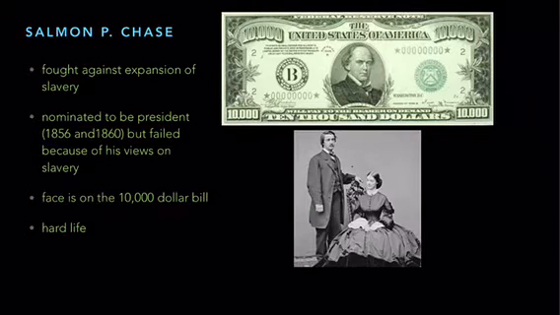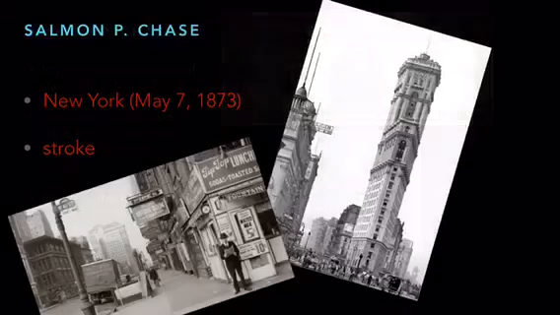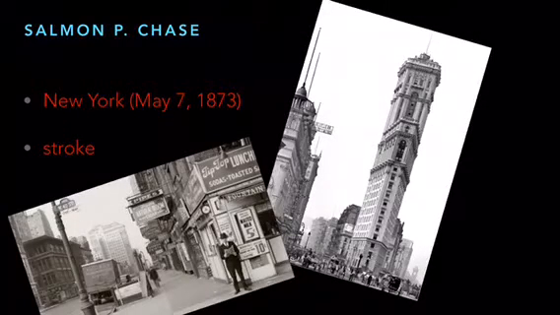His face is on the $10,000 bill, and he had a hard life, meaning his first wife died 2 years into their marriage, followed by their daughter at the age of 5. His second wife and 2 of his 3 daughters also died. Lastly, his third bride died 6 years later, followed by one of their 2 daughters. Salmon P. Chase died of a stroke in New York on May 7, 1873.